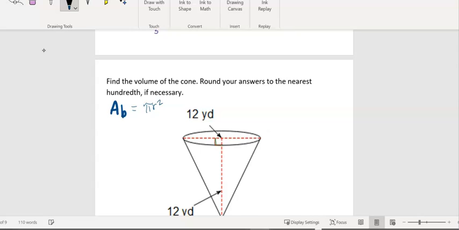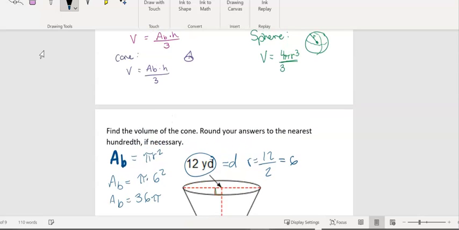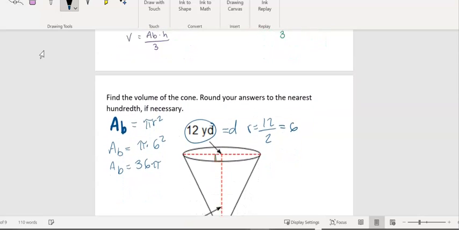Well, what's r? 12 yards is our diameter. So we need to take the 12 and divide it by 2 to find our radius. So our radius is going to be 6. So the area of the base is going to be pi times 6 squared, which is 36 pi. And then the volume is the area of the base times the height divided by 3.